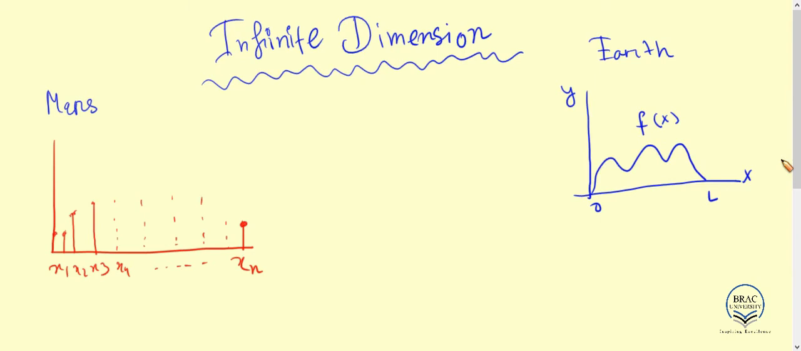So the idea for this infinite dimensional vector space will correspond to function space. So what does that mean, right? So let's start with an example. Let's say you are on Earth and you are seeing some vibrating string like this over here, and this is represented by a function that is y equals f of x, and you have defined this function over this interval 0 to L.